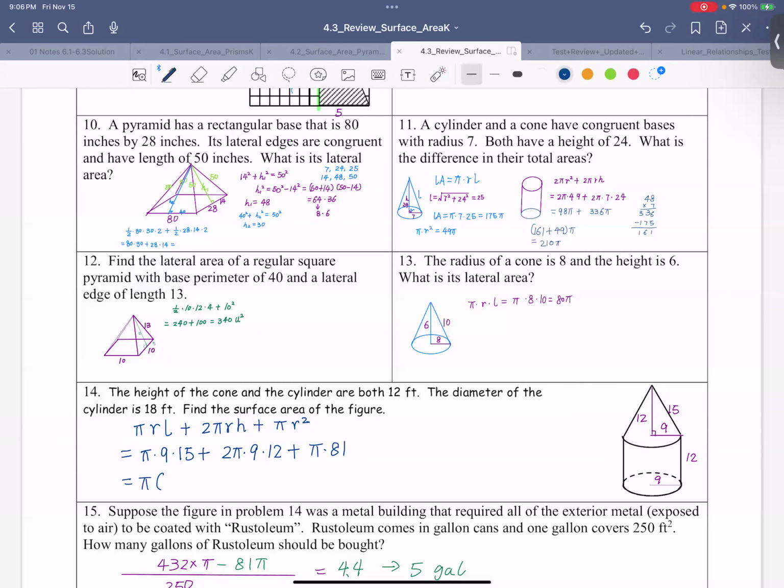Go. This becomes 135, yes, plus 216. 24 times 9 becomes 216. And then 81. Okay, equals. So then it's 432 pi. So you add this. 432 pi. Okay.